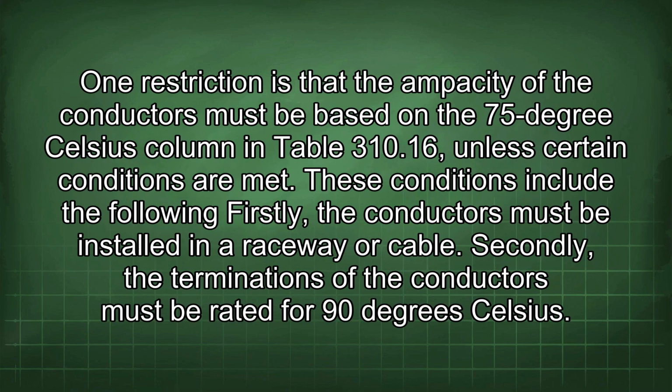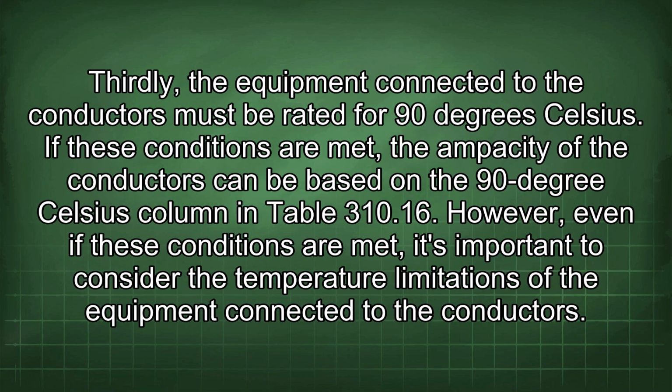One restriction is that the ampacity of the conductors must be based on the 75 degrees Celsius column in Table 310.16 unless certain conditions are met. These conditions include the following. Firstly, the conductors must be installed in a raceway or cable. Secondly, the terminations of the conductors must be rated for 90 degrees Celsius. Thirdly, the equipment connected to the conductors must be rated for 90 degrees Celsius.